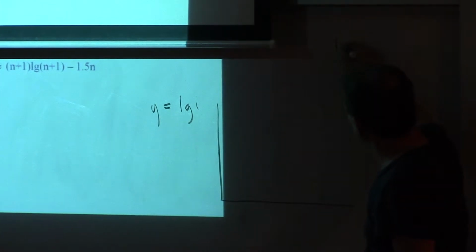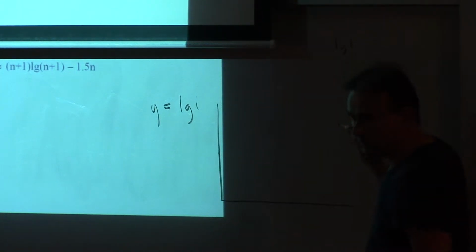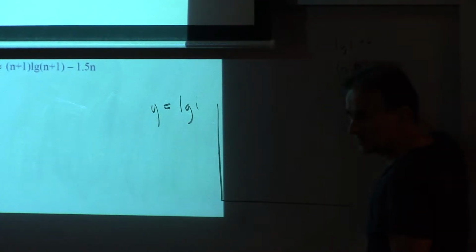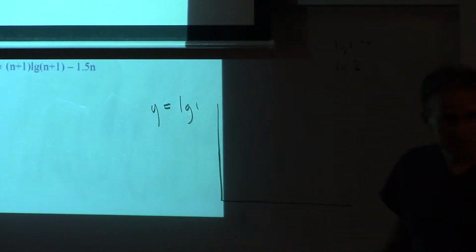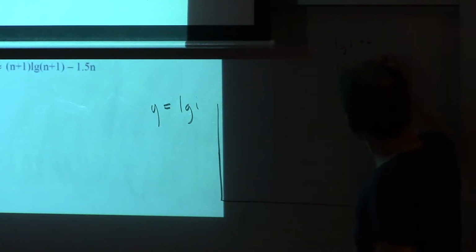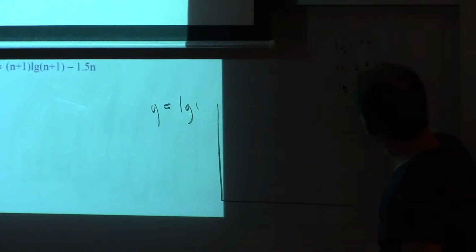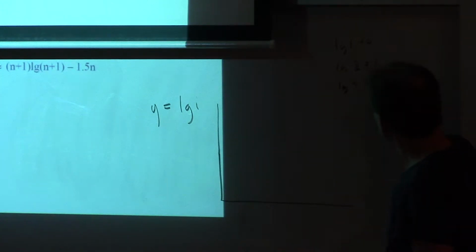What are some lg values that we can calculate nicely? How about lg of 1? That equals 0. What's the next one we're going to try? lg of 2. It's log base 2, right? So lg of 2 equals 1. What's another nice number? lg of 4 is equal to 2, because 2 to the 2 is 4. Let's do one more. lg of 8 is equal to 3.